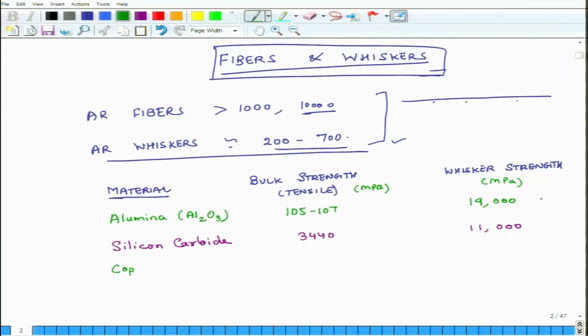Let us look at some whiskers made from metals. Copper, bulk strength is 220, whisker strength 3000, and you consider iron.